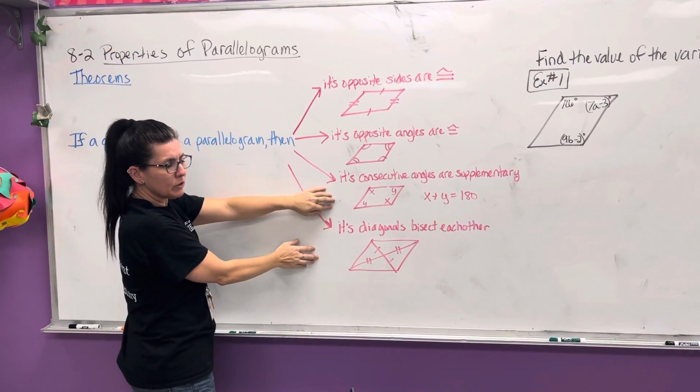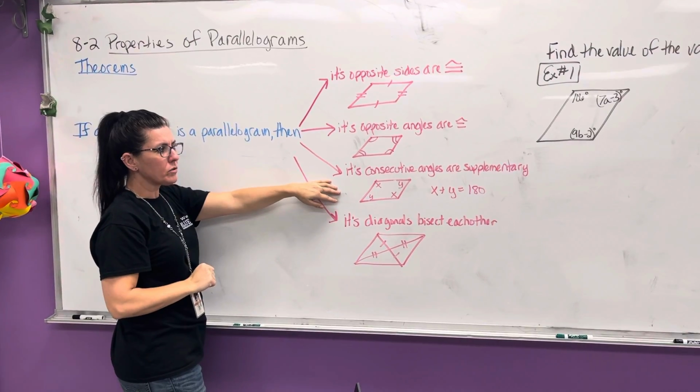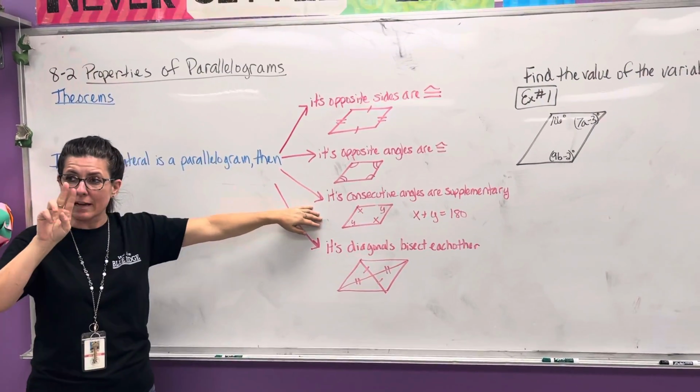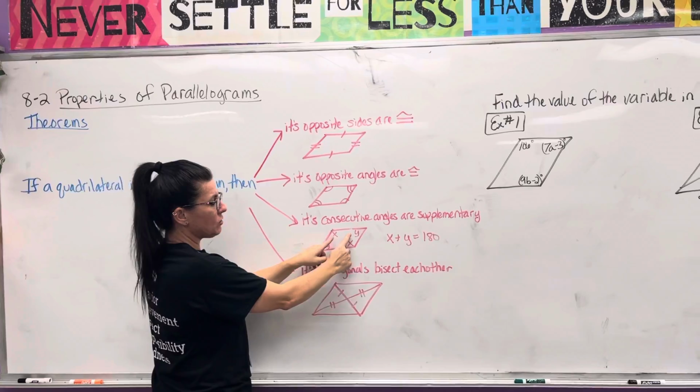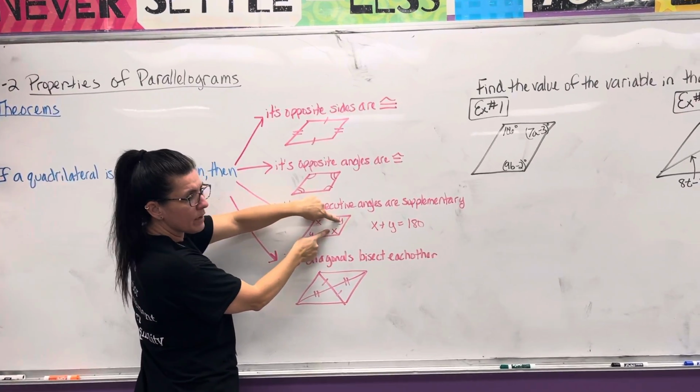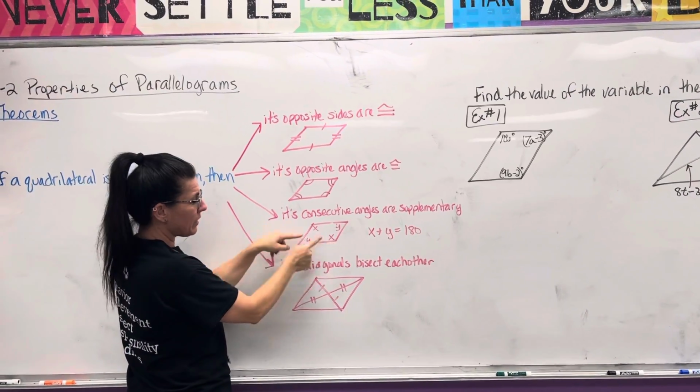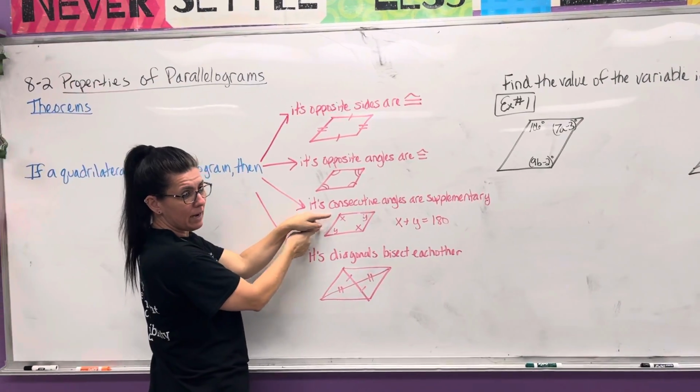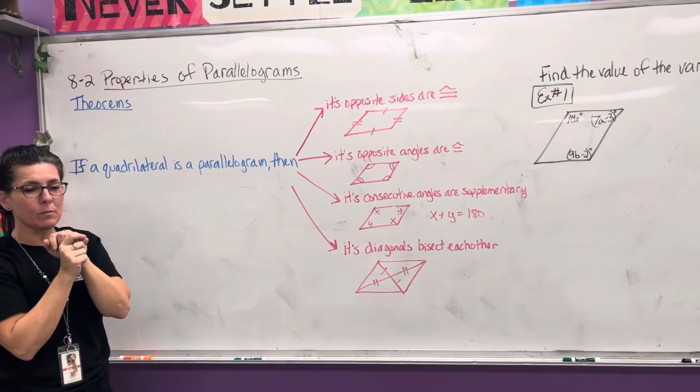These two are a little bit tricky. Consecutive angles are supplementary. Consecutive means next to each other. So these two add to 180. These two add to 180. These two add to 180. And these two add to 180. All consecutive angles are supplementary.